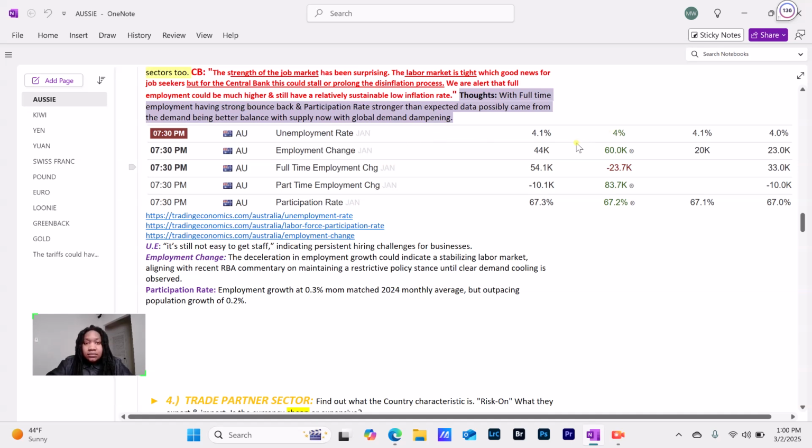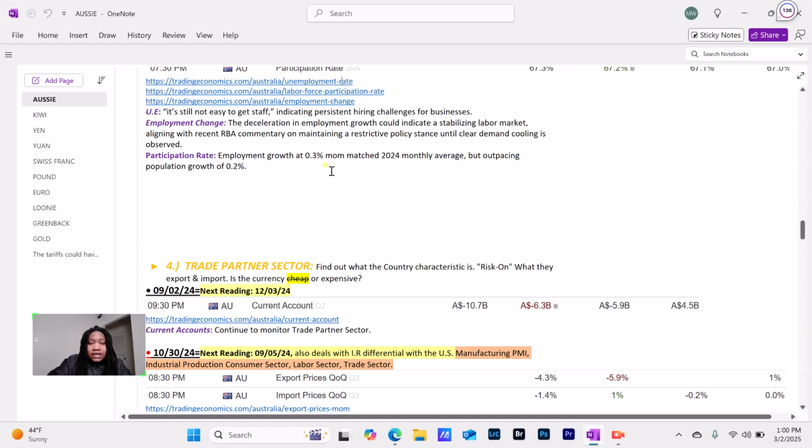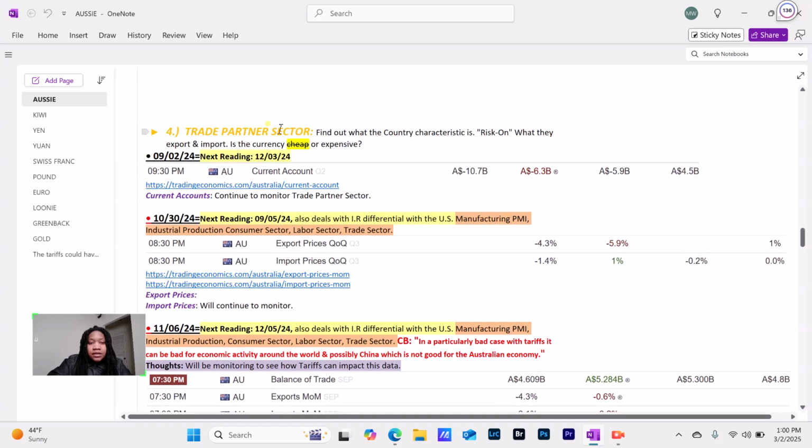So we understand that unemployment rate is going to increase. I'm not going to be looking for a sale next time because what I'm going to be paying attention to is inflation because that's what our RBA is looking at, which is the Reserve Bank of Australia. They said the deceleration in employment growth could indicate a stabilizing labor market. Okay, but they said maintaining a restrictive policy stance until clear demand cooling is observed.